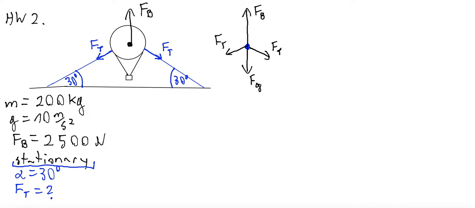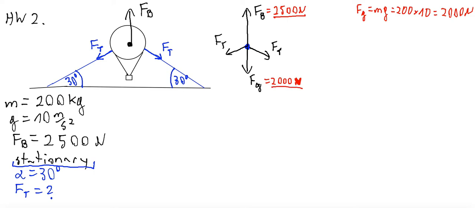Okay, and some forces are given. We know that the buoyant force is 2,500 newtons. And it's easy to find the gravitational force. Gravitational force is mass times gravitational acceleration, so 200 kilograms times 10, which gives 2000 newtons. So we know that the overall vertical force is equal to 500 newtons up, because the buoyant force is bigger by 500 newtons than the gravitational force.